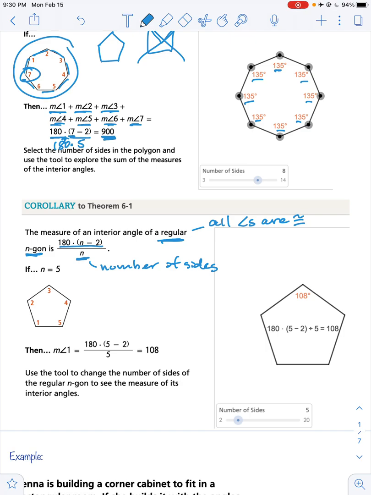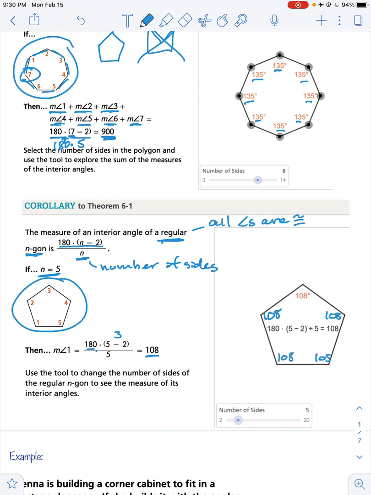So what we see in this example is that I have a pentagon. Pentagon has 5 sides, so my n is 5. To figure out how much one of the angles measures, I use 180 times 5 minus 2, which is 3. And then once I do 180 times 3, I divide that by 5, and it gives me 108. That means that every single one of the angles in this pentagon is 108.